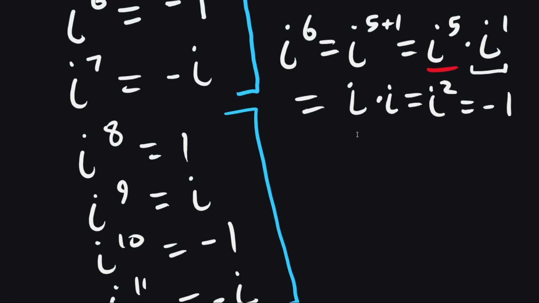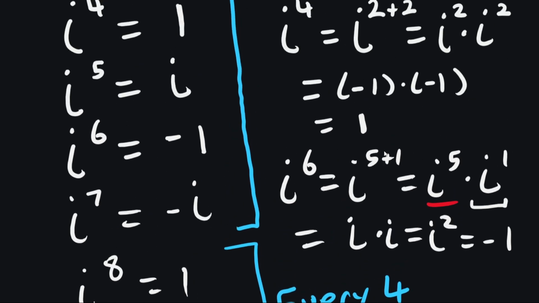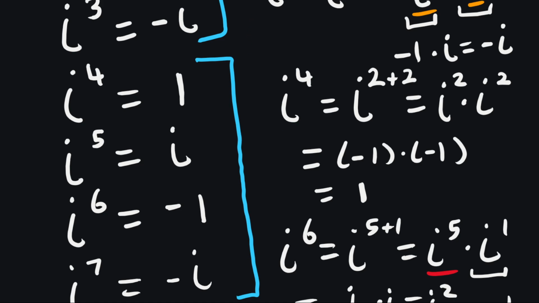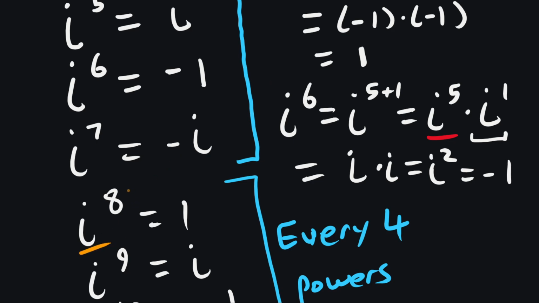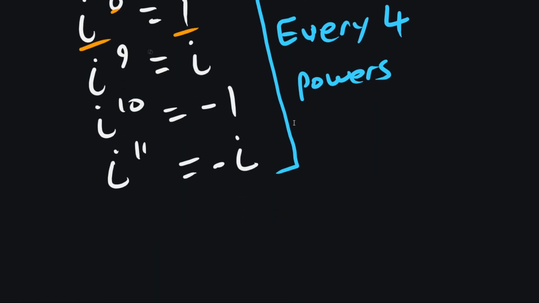So the cycle repeats every 4 powers, and that's the key. The key here is to look at every power of 4 and their factors. So take a look at i to the 4th power. i to the 4th power is 1. Okay, so what's i to the 8th power? 8 is just 4 times 2. i to the 8th is also 1. And you might be able to guess just from continuing this pattern, i to the 12th is also 1.